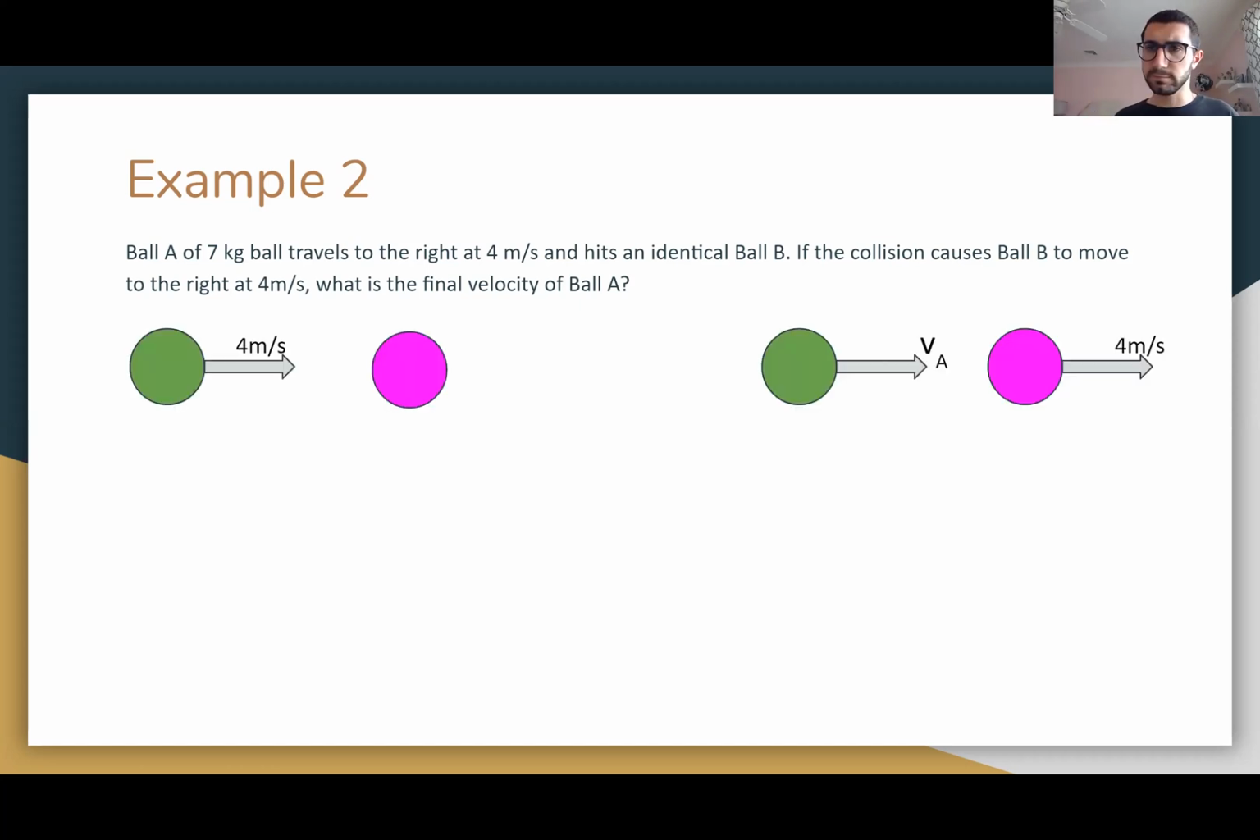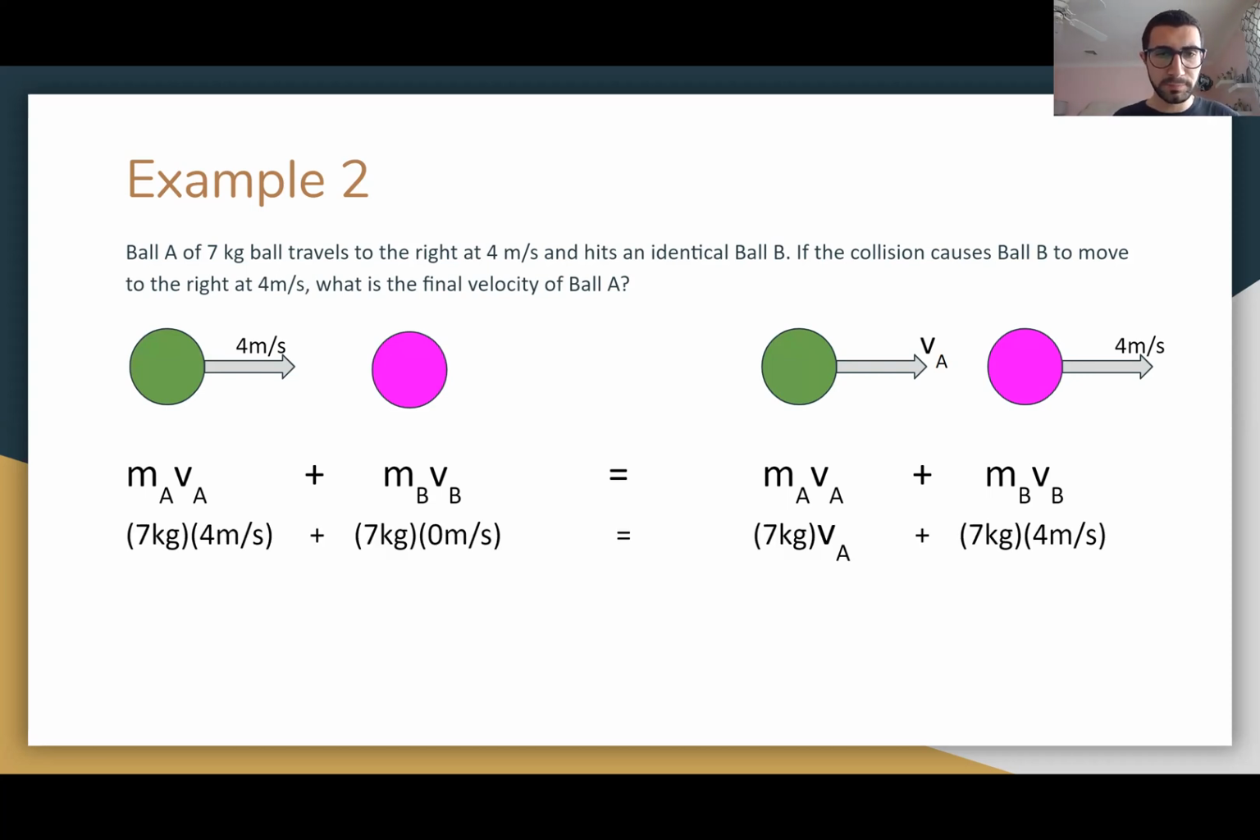Well, just like we've been doing collision problems, we draw out our pictures. Ball A is this green one, ball B is the pink one. And we have our momentum equations, and we plug in what we know. Initially, ball B is stationary, so there is no momentum, and we're interested in solving for the velocity of ball A. But to our surprise, ball A stops.